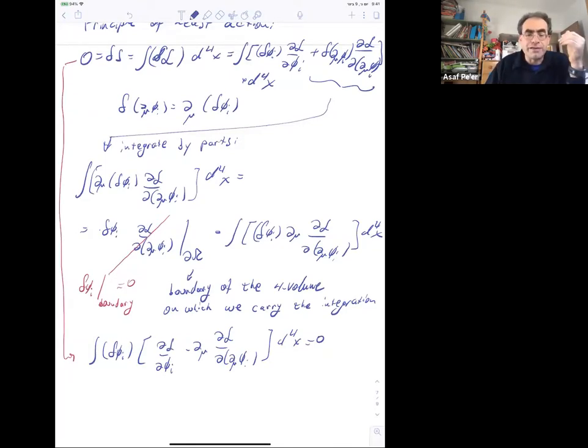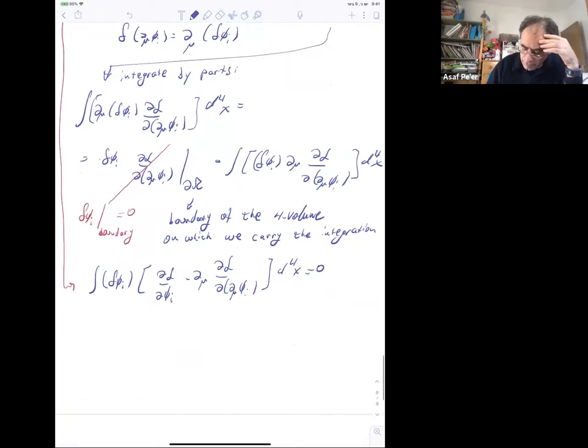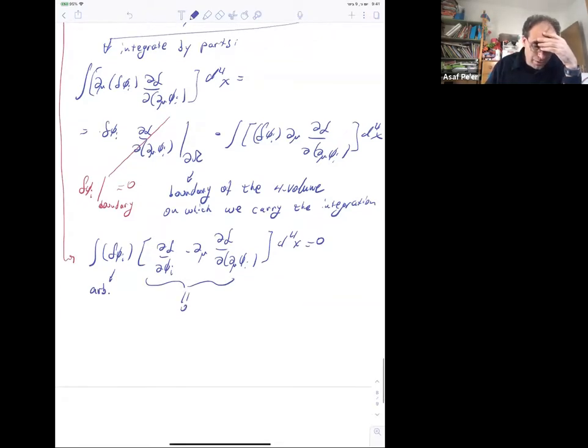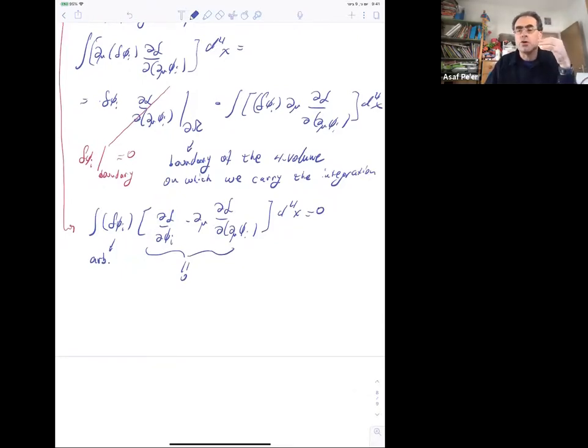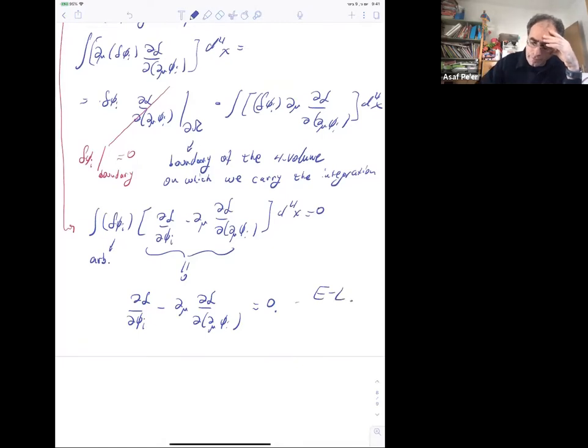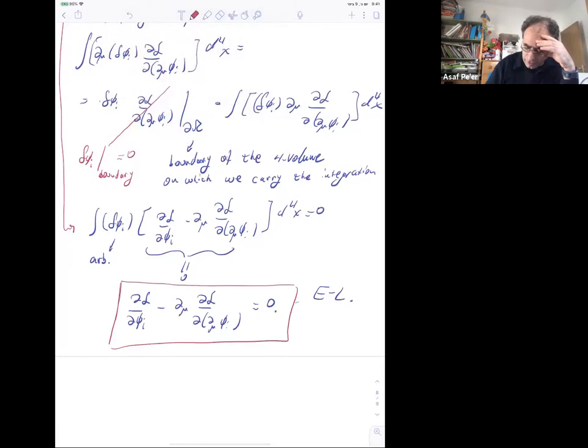And delta phi_i, of course, is arbitrary. So we must conclude that everything in the bracket has to be 0, which gives us the relativistic generalization of the Euler Lagrange equation: dL over d phi_i minus d_mu dL over d(d_mu phi_i) is equal to 0. Again, this is the Euler Lagrange equation. In fact, if you follow the math, it's pretty much identical to what we do in the classical case.